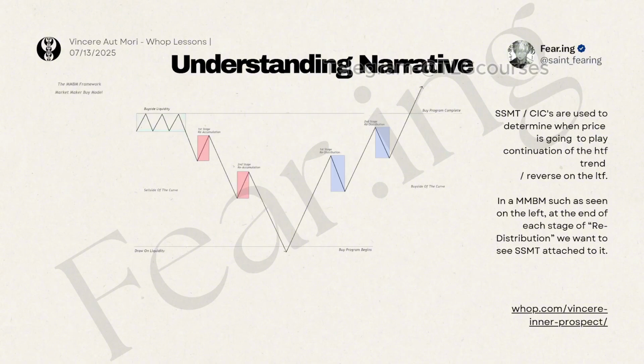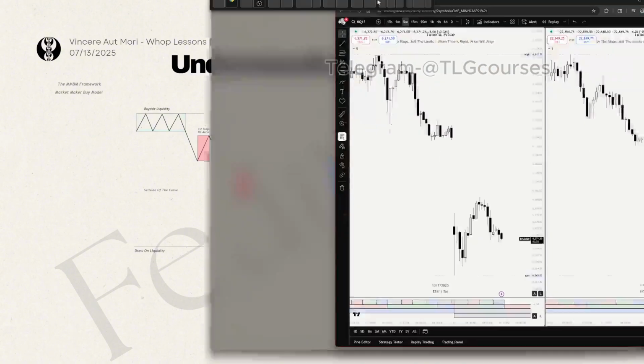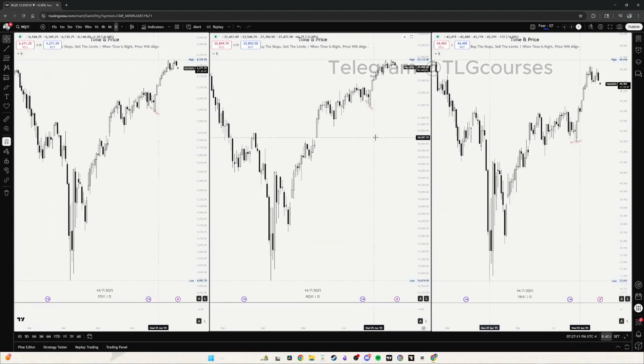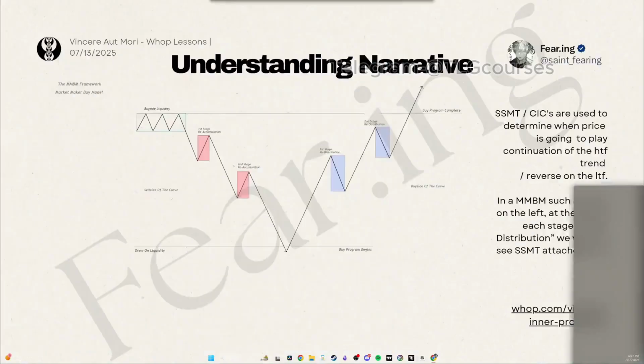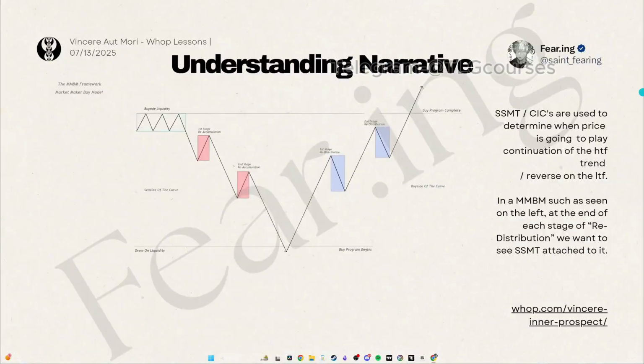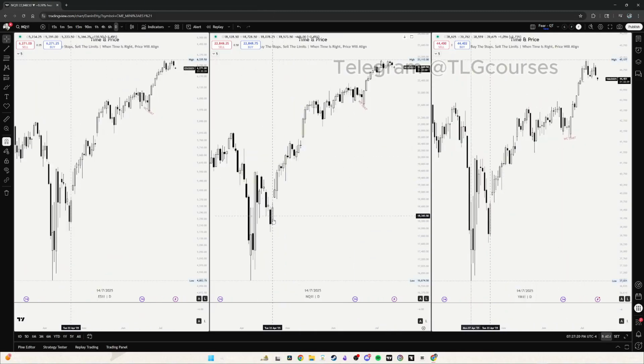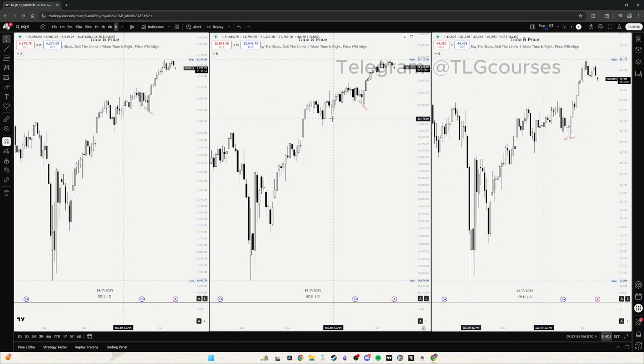So let's go open up a chart, and let me zoom out a bit on the daily time frame. As you can see here on the daily time frame, it is a textbook example of what we are seeing right here. It's the exact same thing. Every single bullish sequential SMT that price formed as price was trending higher, we would anticipate to hold.